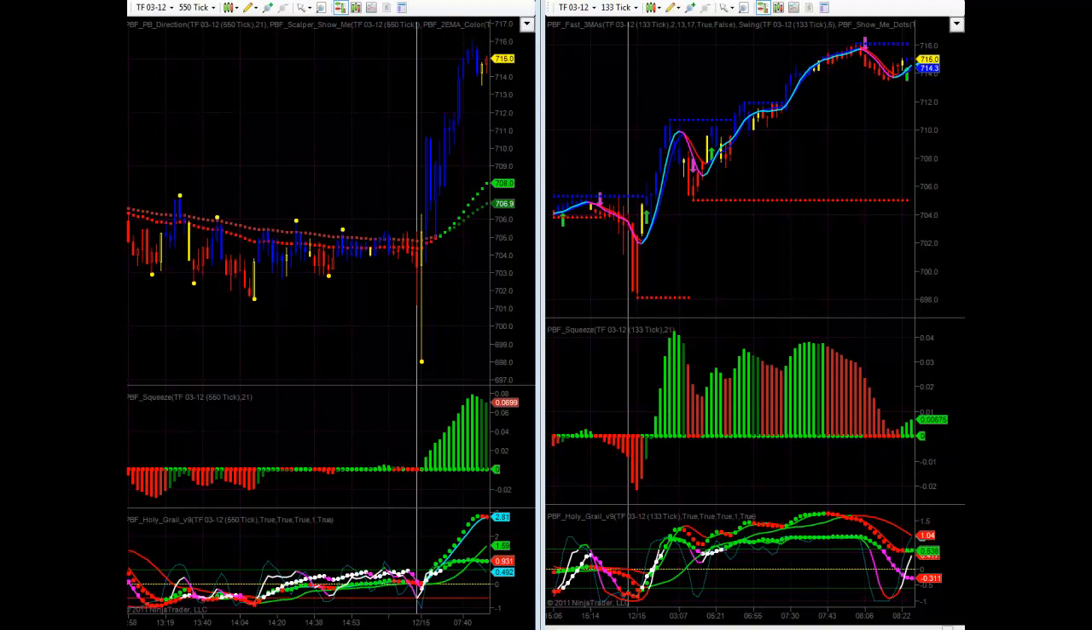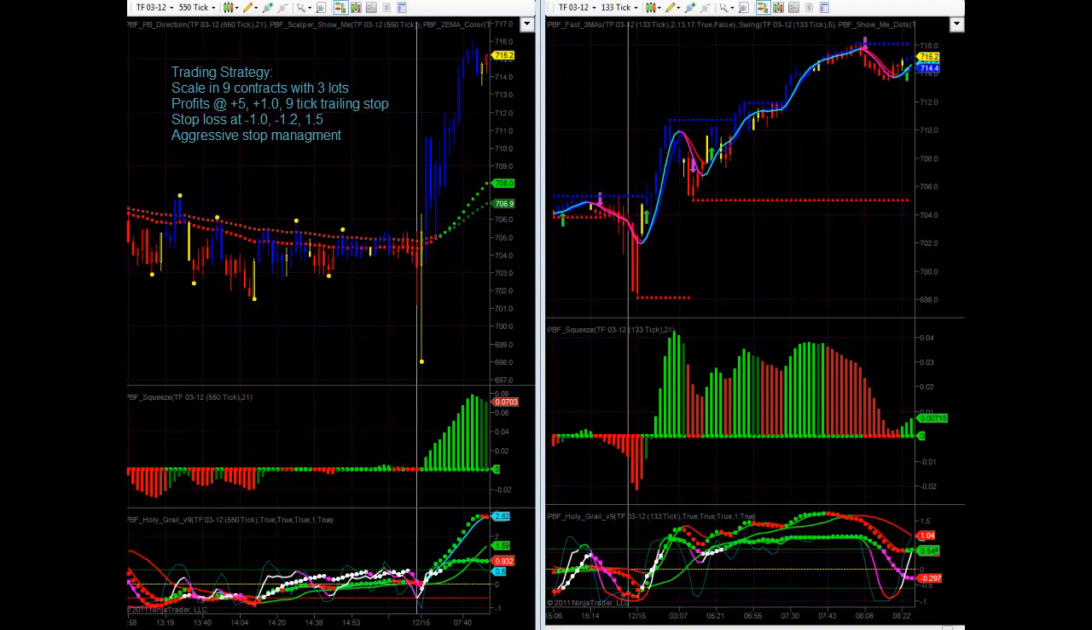Today we're in the Russell 2000 E-mini using 550 and 133 tick charts. Our trading strategy rules include trending, counter trend, and reversal opportunities. The trade management rule is to trade 9 contracts, and we're going to scale in with 3 contracts at a time, starting off with 5 and 10 tick profits on the first 2 contracts, and we're going to trail the last contract with a 9 tick trailing stop.